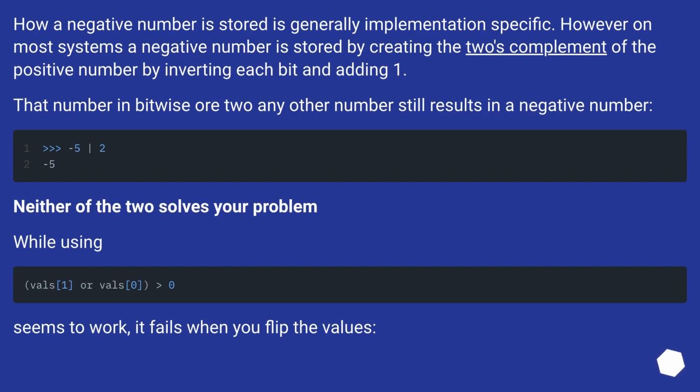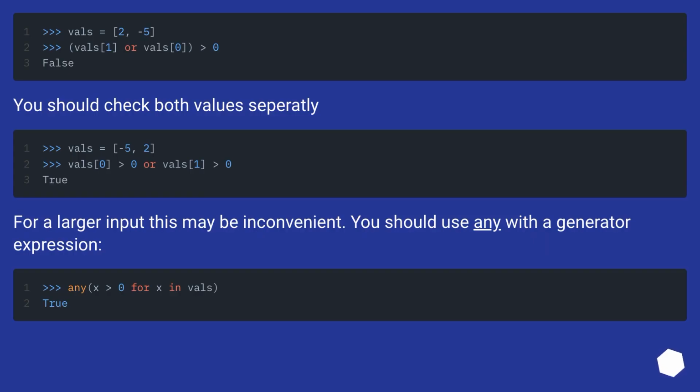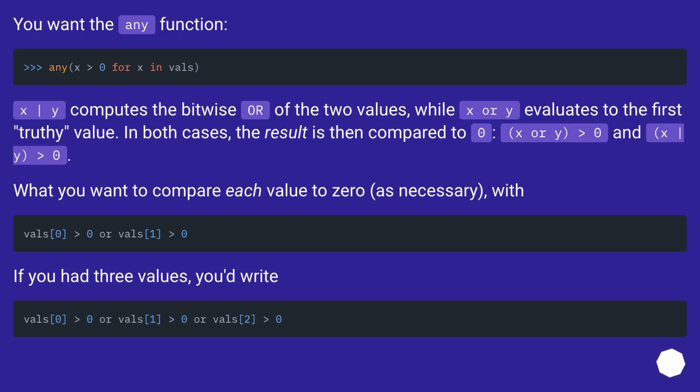While using | seems to work, it fails when you flip the values. You should check both values separately. For a larger input this may be inconvenient. You should use any with a generator expression. You want the any function.